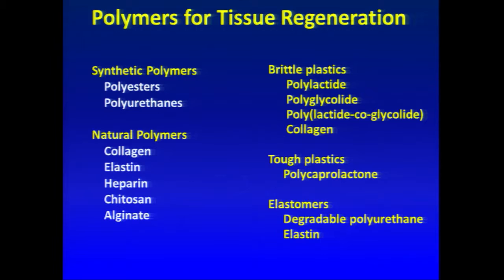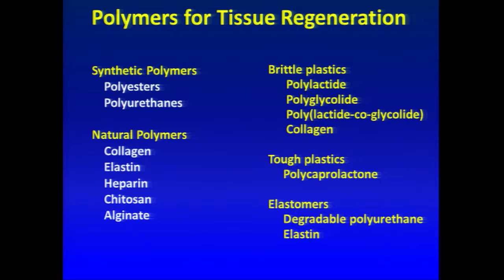Over here, you can see that we need a three-dimensional scaffold, usually made from polymers, plastics, elastomers. A lot of polymers we can use: synthetic polymers like polyester, degradable polyester, degradable polyurethanes. There are a lot of other polymers we can use, and natural polymers like collagen, elastin, chitin, alginate. But no matter whether they're synthetic or natural polymers, they can be divided into brittle plastics, tough plastics, and elastomers. For example, polylactide, polyglycolide, and collagen are brittle plastics. Polycaprolactone is a tough plastic. Elastomers include degradable polyurethane and elastin in the tissue.